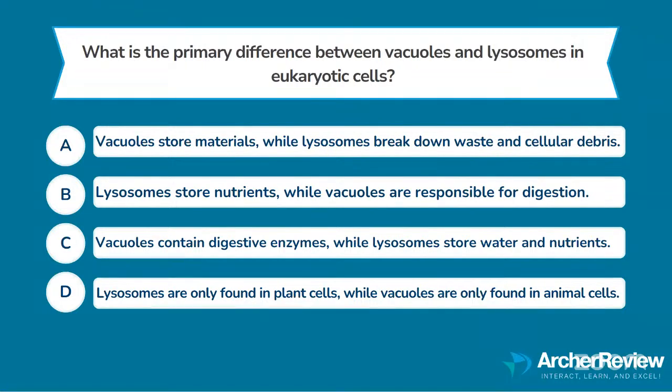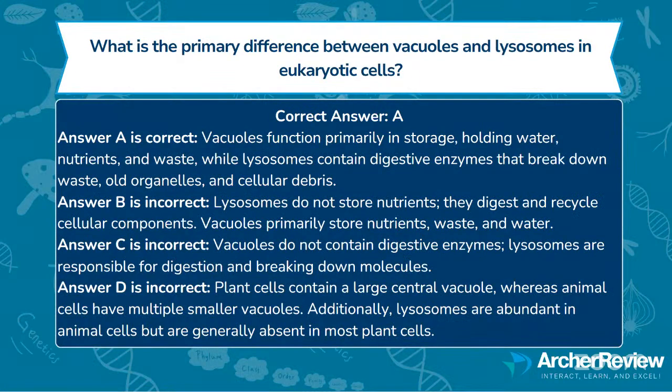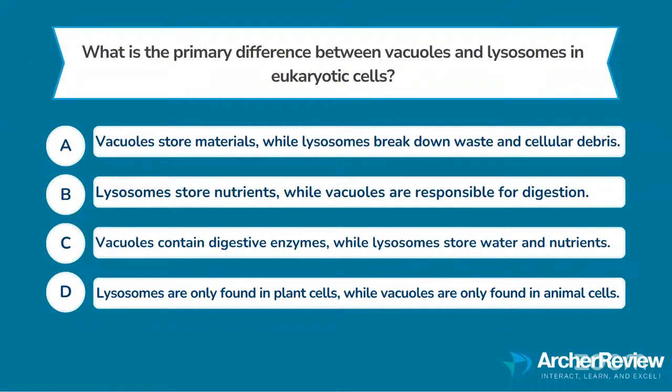Here's the big reveal. Our correct answer is A. Let's take a look. Vacuoles store materials while lysosomes break down waste and cellular debris. Now, if you remember, I said that vacuoles are kind of like our garbage bags. They mostly store waste. I guess they can store some other materials, but for the most part, they're just storing waste. So I think of them like garbage bags. Where lysosomes are more like the garbage disposal, because they're breaking things down, much like you put food in your garbage disposal and it grinds it all up. That's more of how a lysosome works versus a vacuole.